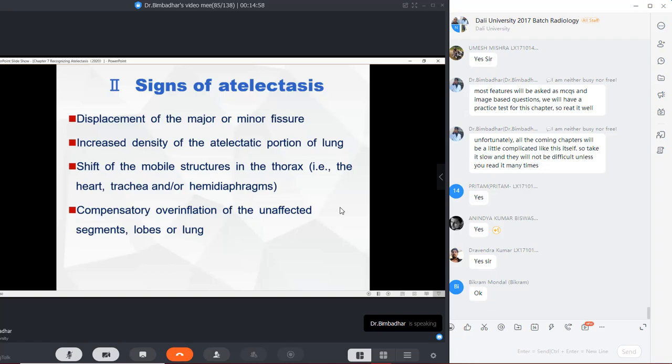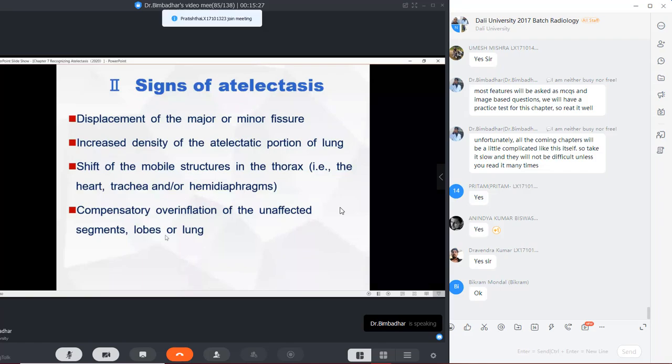Then there is compensatory overinflation of the unaffected segments of the lung. If the complete left lung is collapsed, the right lung will be overinflated, and that will cause more radiolucency in the lateral radiographs behind the sternum. So those are the most important signs of atelectasis. Do not ever forget, this can be asked as a 4 marks question, right?